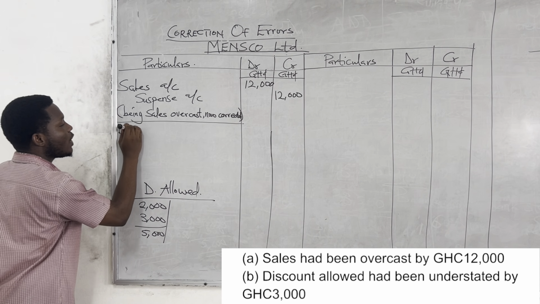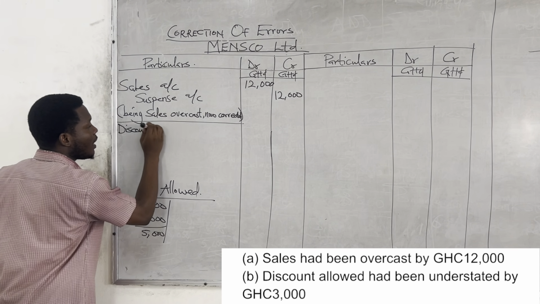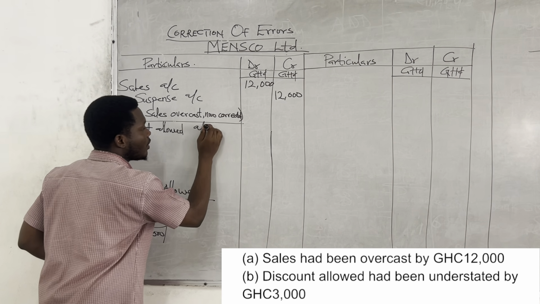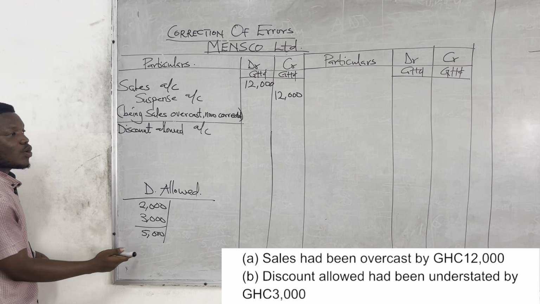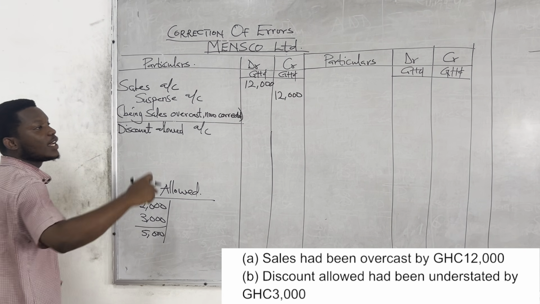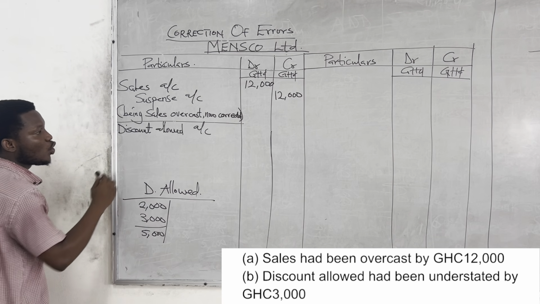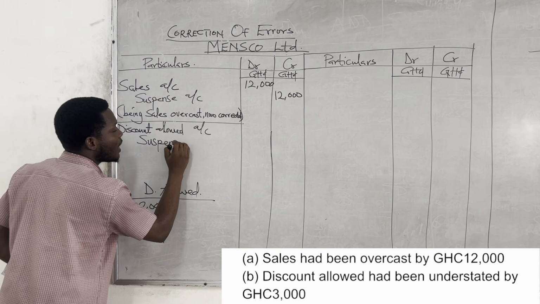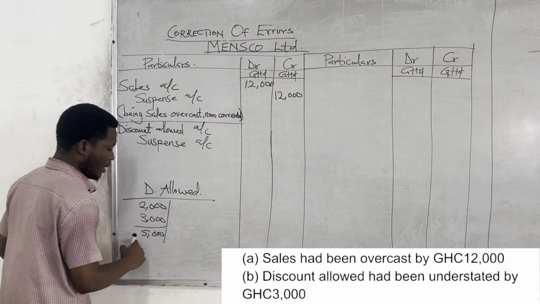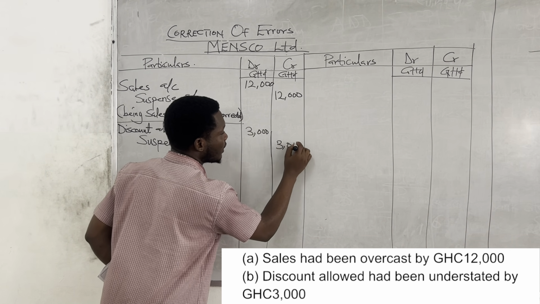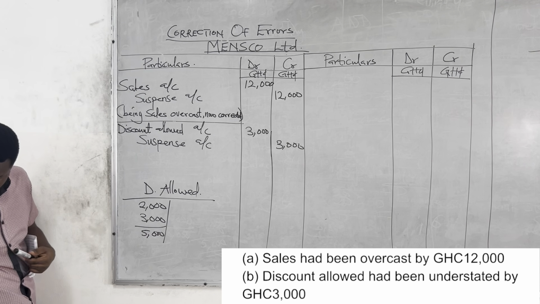So we have our discount allowed account. And discount allowed account will affect the trial balance because we reduce the figure. So it will affect the trial balance. So it's the suspense account. We will credit the suspense account. The figure is 3,000. So we are done with this.